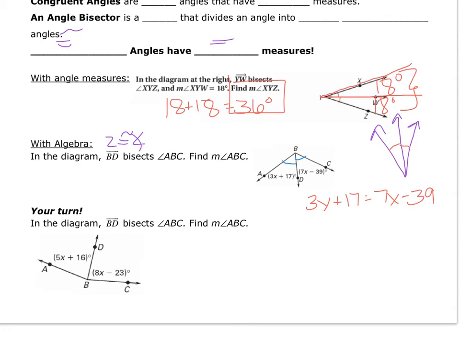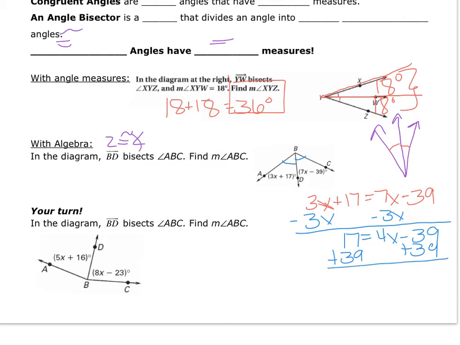We know no matter what the expressions are, remember, expressions are just a representation of an actual number that we can then find out what the actual measurement is. So if we subtract 3x from each side, 17 is equal to 4x minus 39. Add 39 to each side. So 56 is equal to 4x. If we divide by 4, then our x is 14.